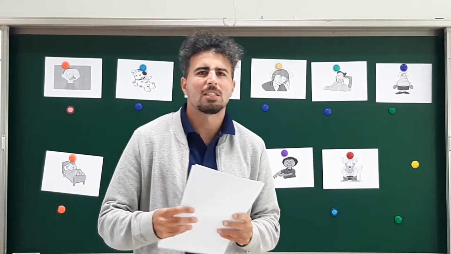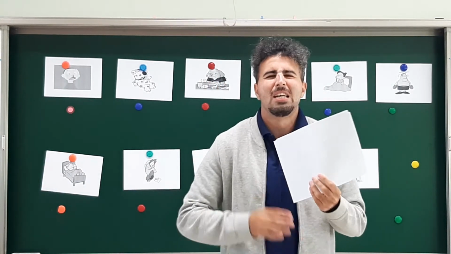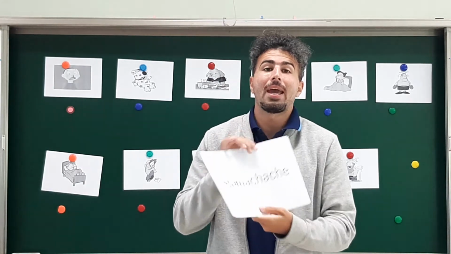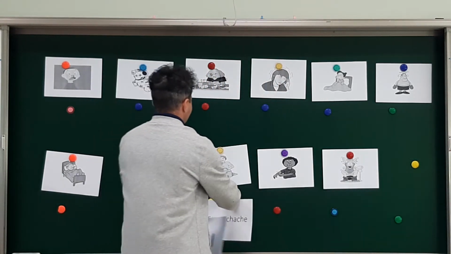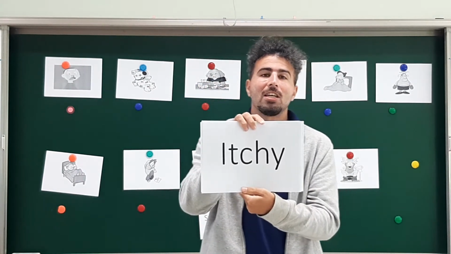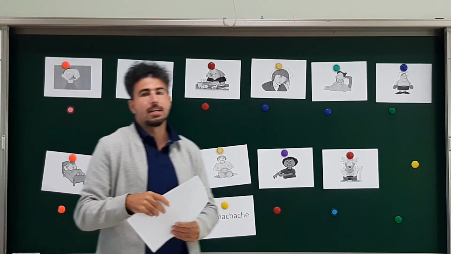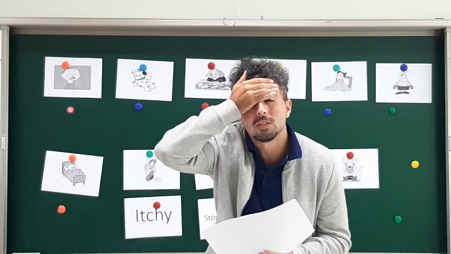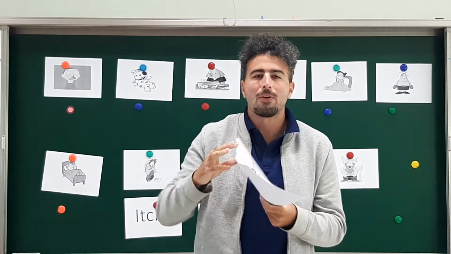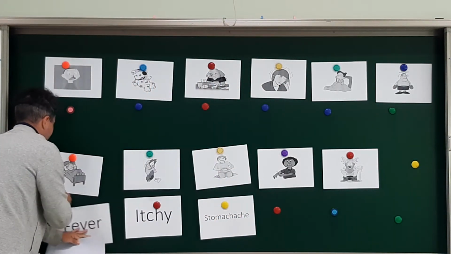The first one is this one here. Did you catch any words? Stomach ache. Stomach ache goes on this one here. The next one is this one here. Itchy goes here. The next one is this one here. Oh, when you're very hot and your temperature is very high. Fever. And fever is this one here.